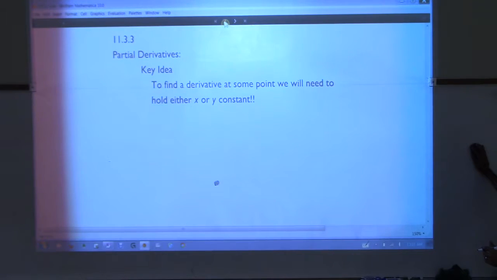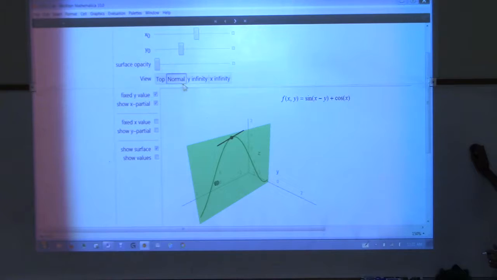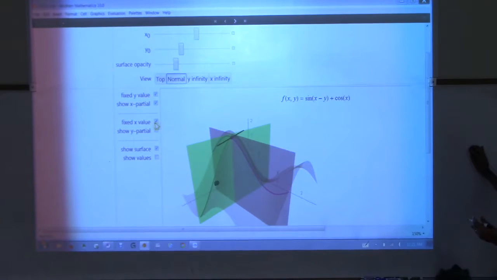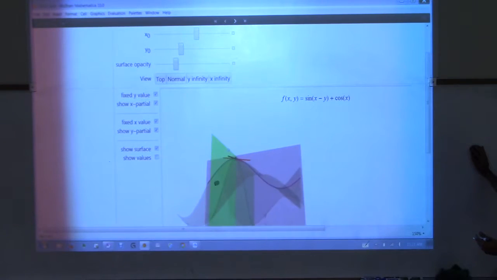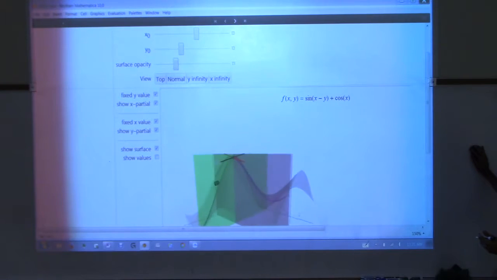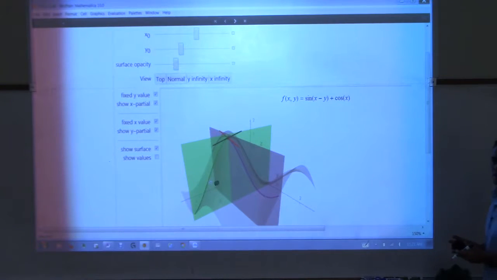I want to go back to that picture for a second. Right now I am holding y constant. Can you all see that from here? Fix the y value. I'm holding y constant, so I'm getting the slope of this tangent line. If I bring the x value and hold it constant, I slice it the other way, and I can bring in that tangent line. Do you see that those two tangent lines together are going to help me generate that plane?